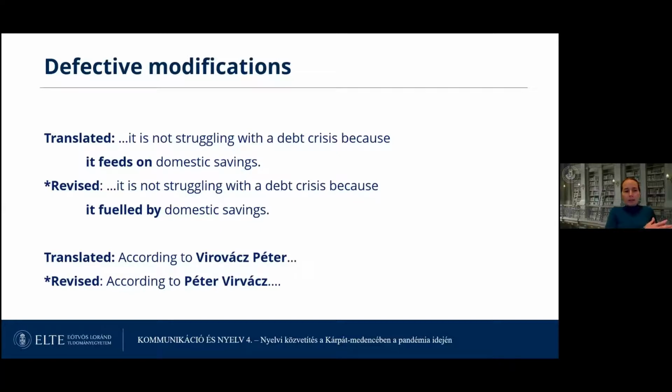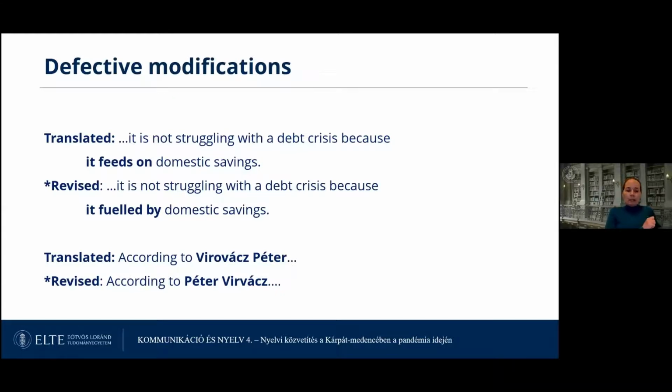Some examples of defective modifications can be seen in the following examples. In the first place, the expression "it feeds on" was replaced by "it fueled by," leaving out "is," and therefore this is an incorrect modification employed by the reviser.